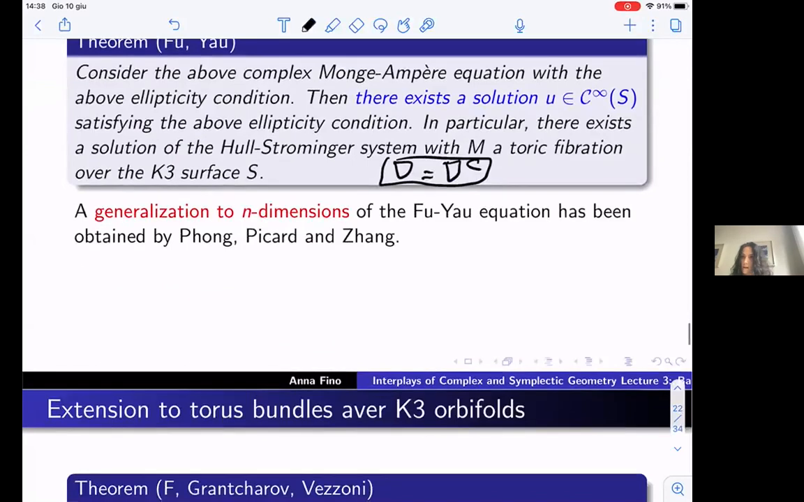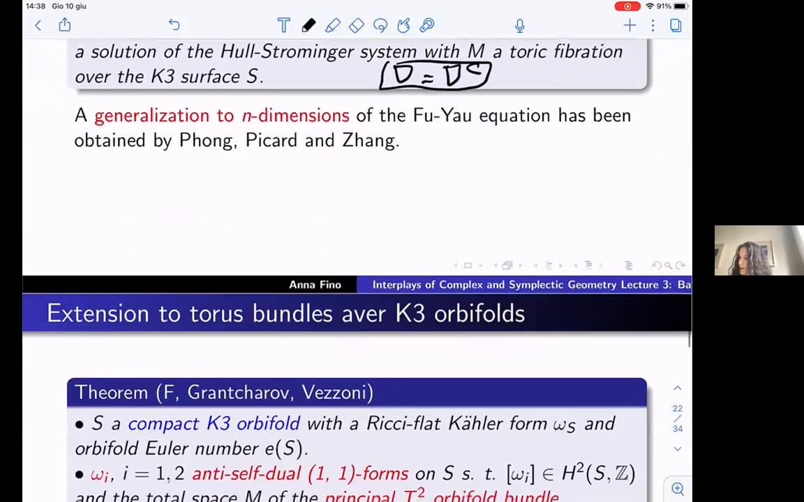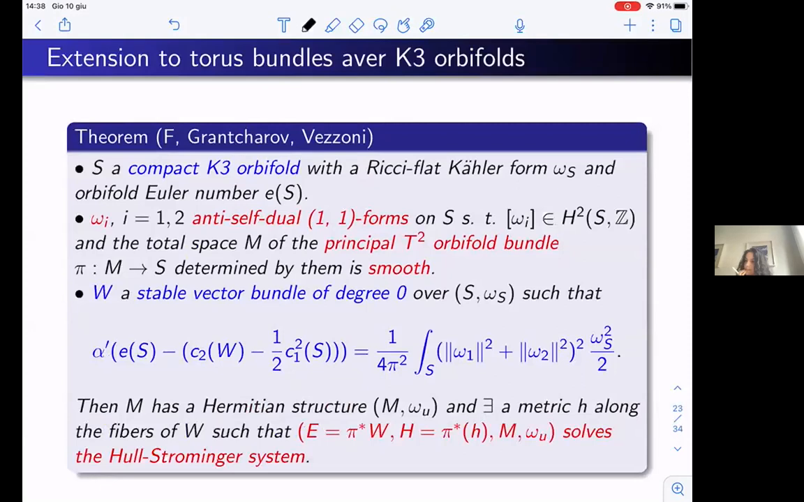Okay, so let's see what we did. Instead of considering, let's say, K3 surfaces, we consider a K3 orbifold with a Ricci-flat Kähler metric, omega S, and let's denote by e_S the orbifold Euler number. All the theory in the case of orbifolds can be extended. And let's consider again a pair of anti-self-dual forms, for which the classes are in fact integer classes. And what we will consider is a T^2 orbifold bundle determined by that. The Chern-Weil theory can be extended in this case.